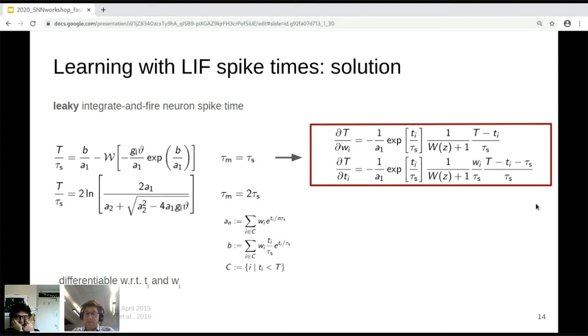And the second equation, the derivative with respect to the incoming spike times, allows us to do error backpropagation. With these two equations, we can exactly solve the credit assignment problem and optimize functions on spike times however we like. In particular, this allows us to do error backpropagation in networks of leaky integrate-and-fire neurons.